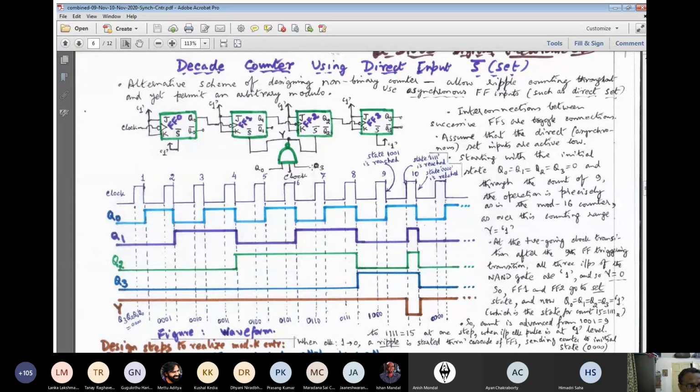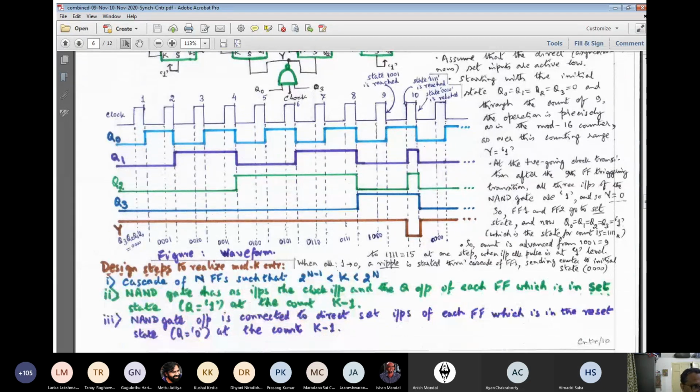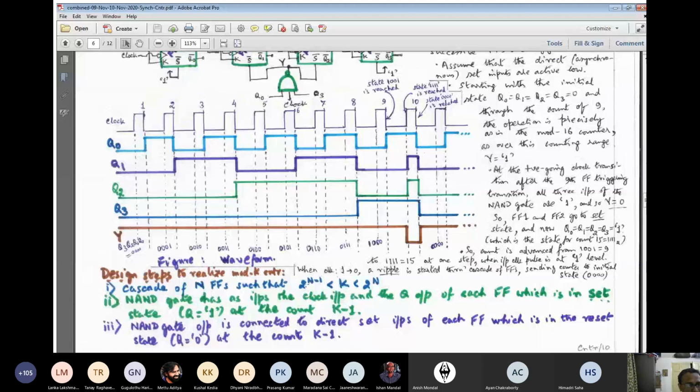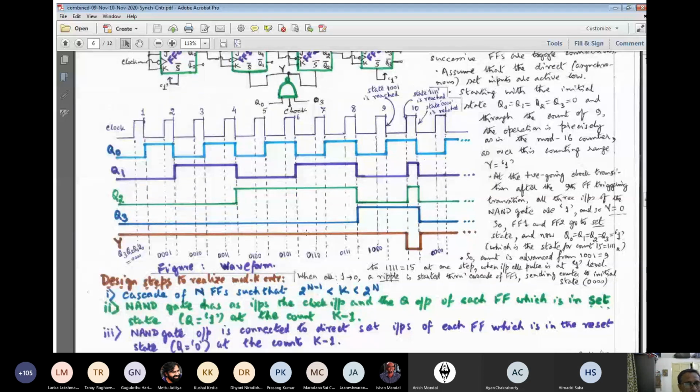I think this is clear, fair enough, simple enough. So use an AND gate where the inputs are coming from the clock input and those flip-flop outputs which are in set state in the pre-final count, and then the output of the NAND gate will go to the set inputs of the flip-flops which are in reset state. But know for sure that normally S and R will always be direct set input, the asynchronous set input will always be active low. So you need not worry about that.